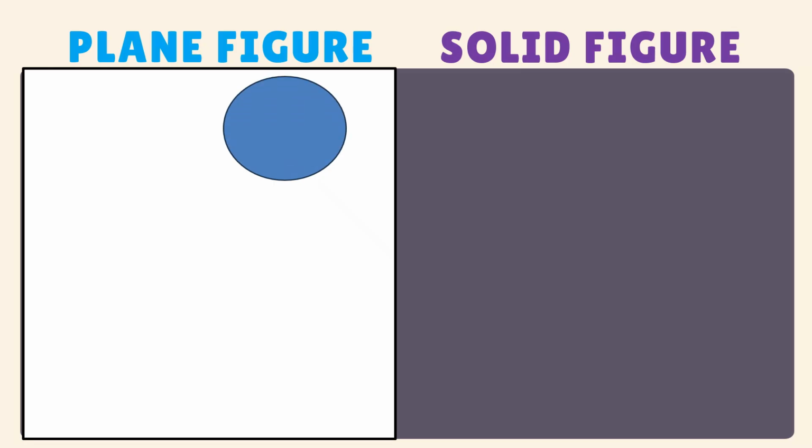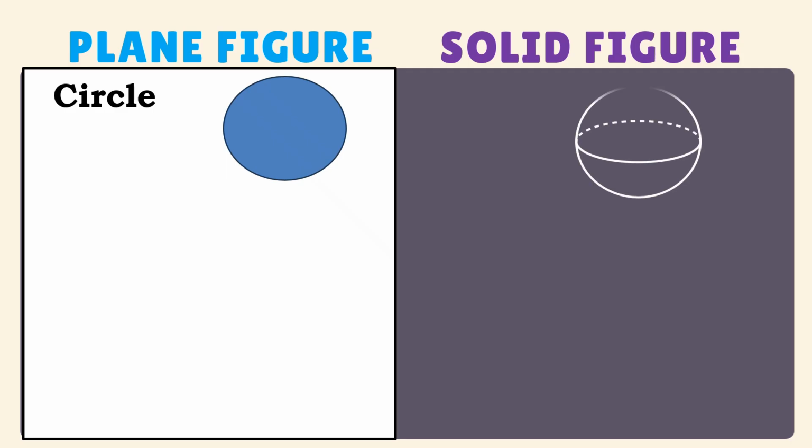What shape is this? Yes, it is a circle. What solid figure can we form from this shape? Alright, we can form a sphere. Now let's compare the circle and the sphere.